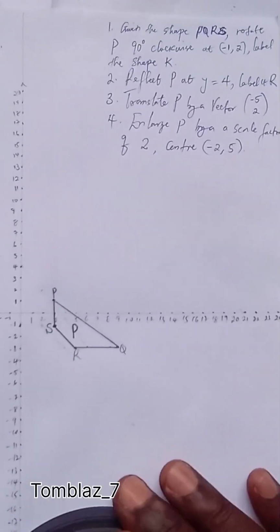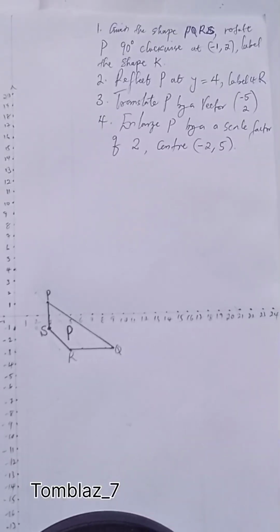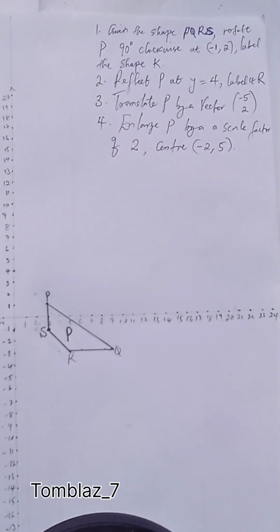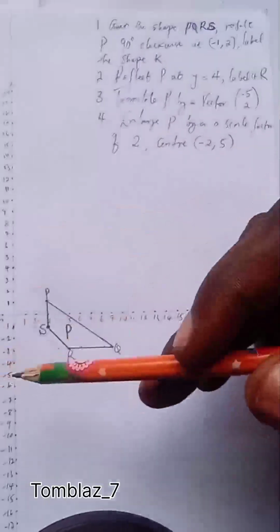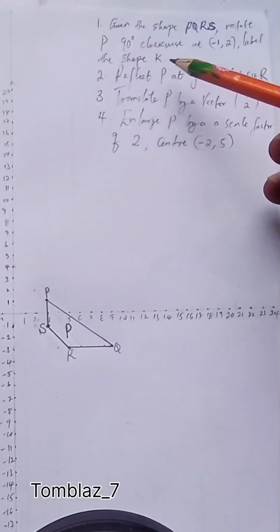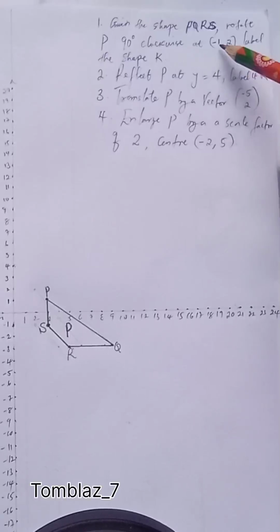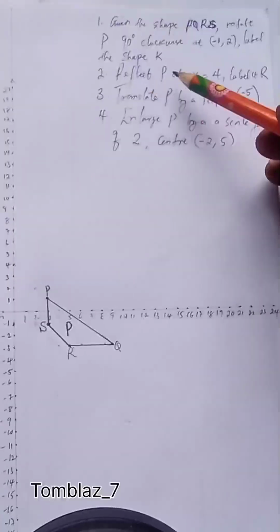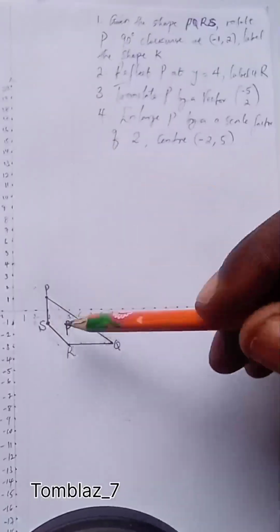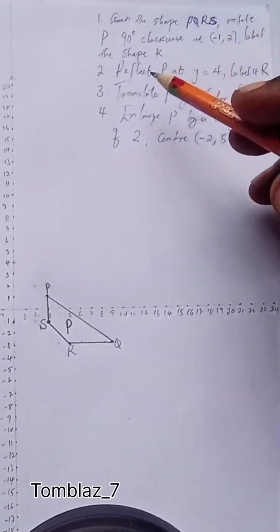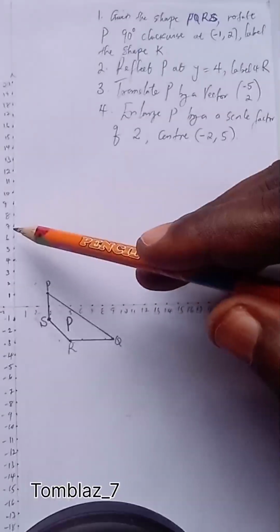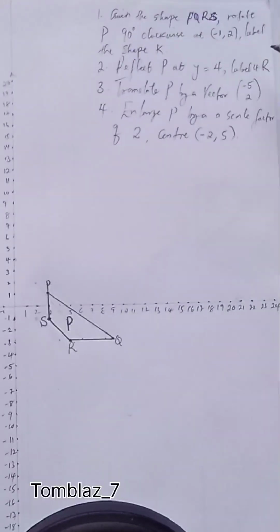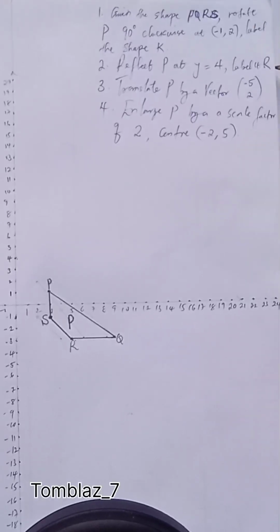So today you and I will be solving this question on transformation. The question said, given the shape PQRS, rotate P, that's this shape, 90 degrees clockwise at (-1, 2), label the shape K. So when we rotate this, we're going to label it K at this point, and then we should reflect P at y = 4. So at y = 4, we'll carry out reflection of P, and then we'll label it as R.